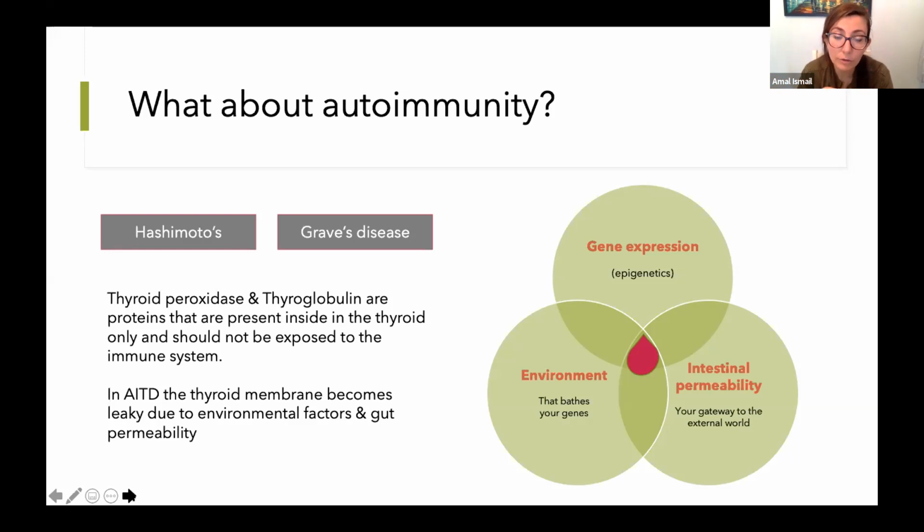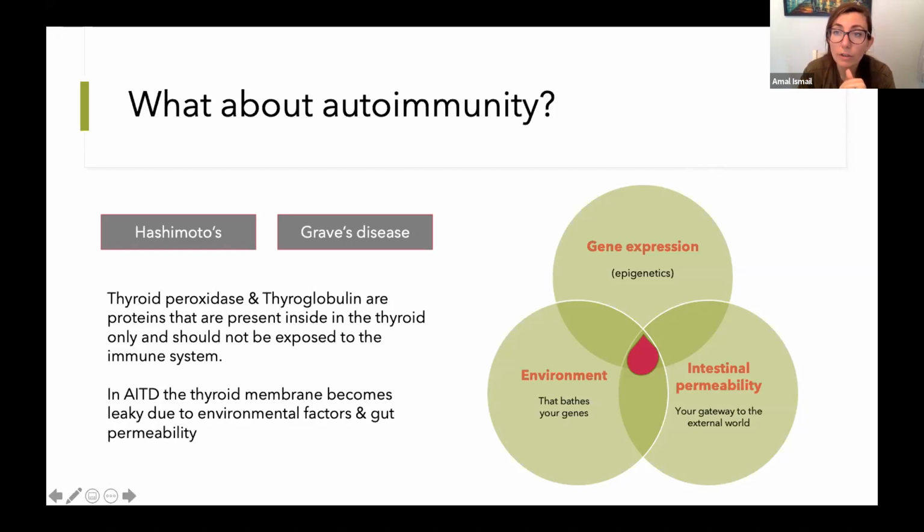Thyroid peroxidase and thyroglobulin, which are involved in the development of the thyroid hormones, are proteins inside the thyroid, and they should only be there. They should not be exposed to the immune system. What happens is when the thyroid is inflamed or exposed to toxins, it starts to send alarm signals, and the immune system comes to the rescue, and as a result creates those antibodies against them. In autoimmune thyroiditis, the thyroid membrane essentially becomes leaky due to environmental factors, which we're going to talk about in a second, and gut permeability.